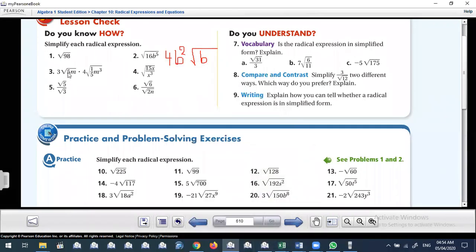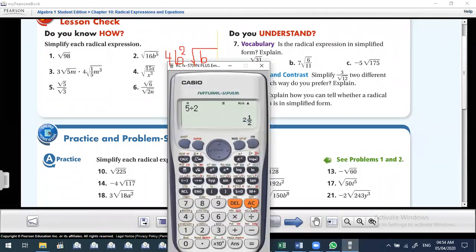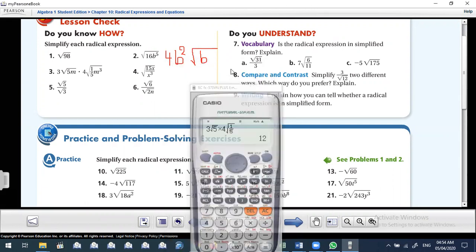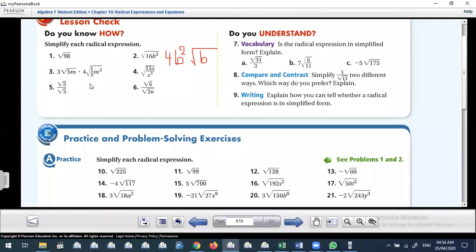The next one, number 3. 3 square root 5m times 4 square root 1 over 5m power 3. As I told you before, find the square root of the whole numbers first. 3 square root 5, without the letter, times 4 square root fraction 1 over 5. The final answer is 12 without any square root. So I'm going to write here 12, no problem.